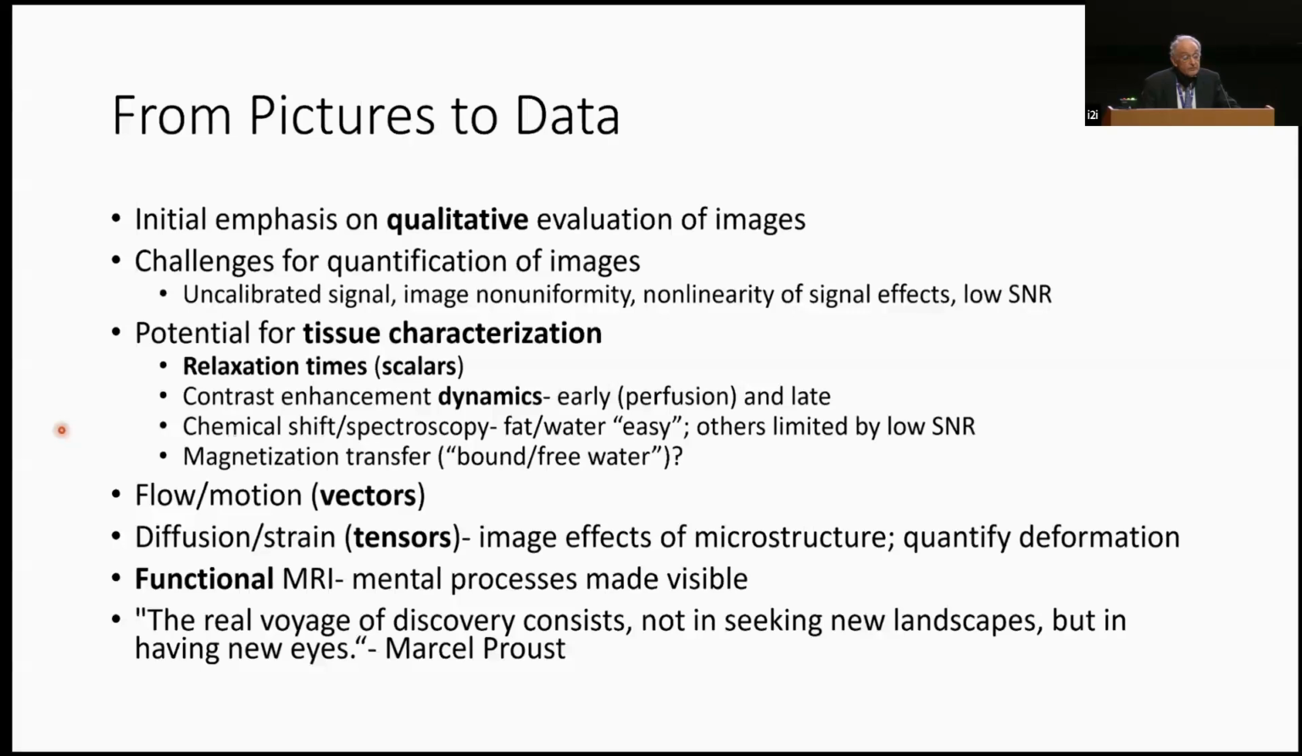Chemical shift in spectroscopy, as I said, there was a lot of early interest in that. Fat and water, which are different by about 3.5 parts per million, are really pretty easy to separate, and there are lots of those signals. But other things like the phosphorus metabolites and things like that have much lower signal to noise. And that's really been a problem trying to turn that into clinical applications.